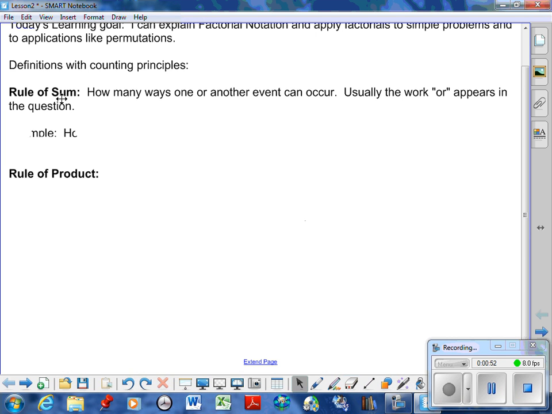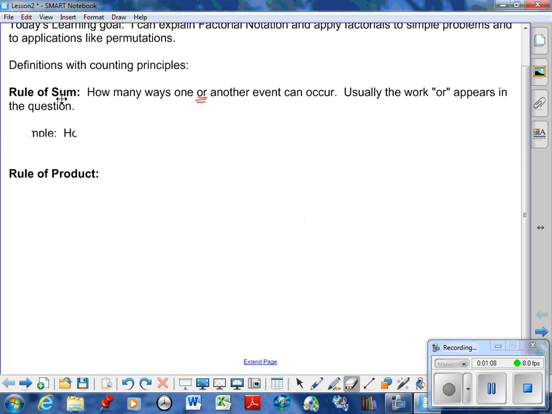And here's the key thing. Data management comes down to semantics, and semantics is simply the words, and a lot of times, "or". So how many ways can one thing or another occur? The word "or" appears in the question.